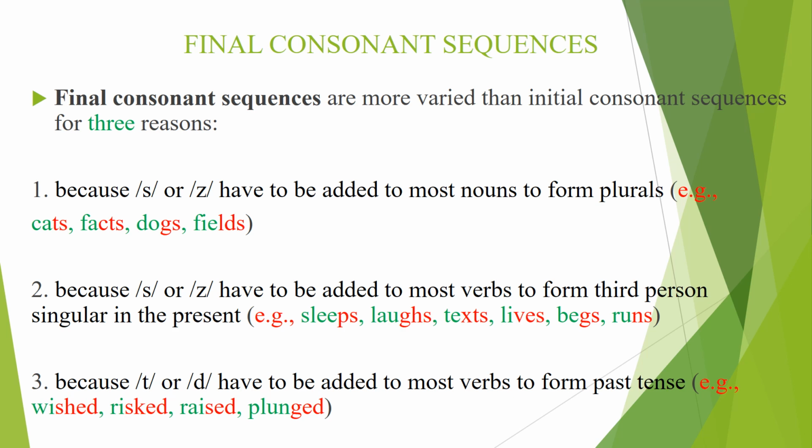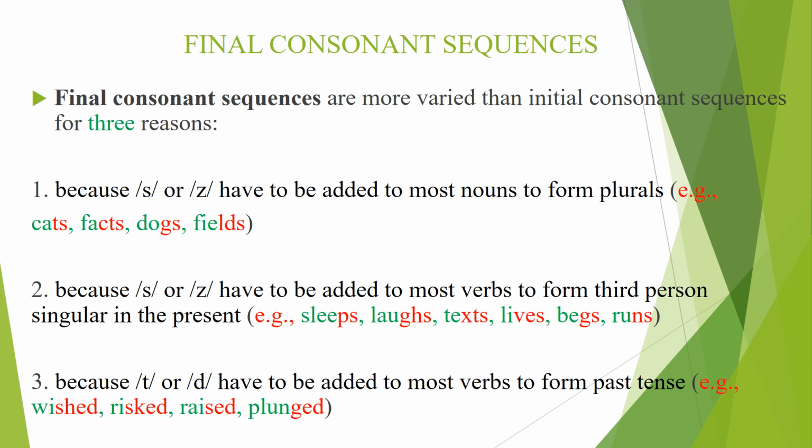Let's move to final consonant sequences. Final consonant sequences are more varied than initial consonant sequences. That is, we have more variation in final consonant sequences than in initial consonant sequences. And why? For the following reasons. The first reason, because se or ze have to be added to most nouns to form plurals, which is the plural morpheme. So cat, cats, fact, facts, dog, dogs, field, fields.